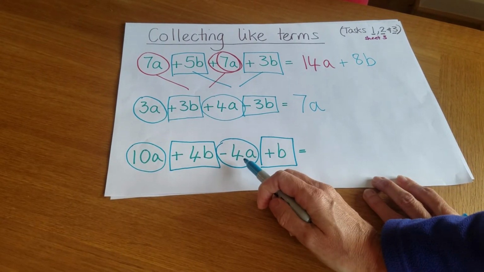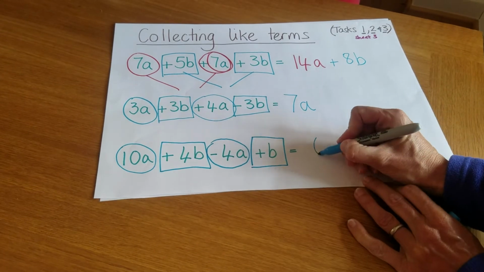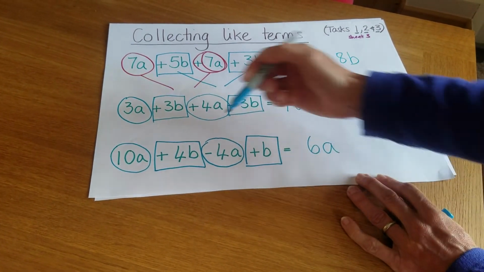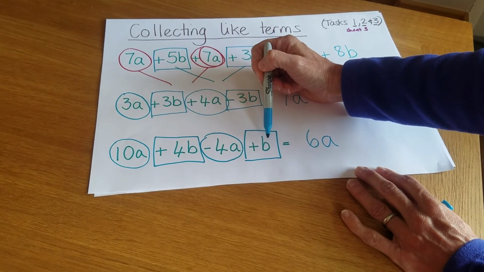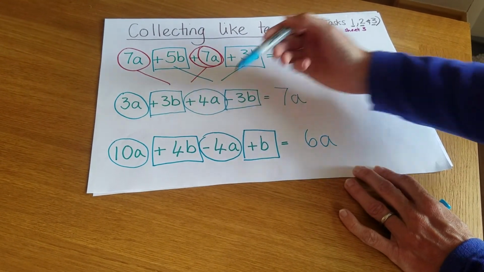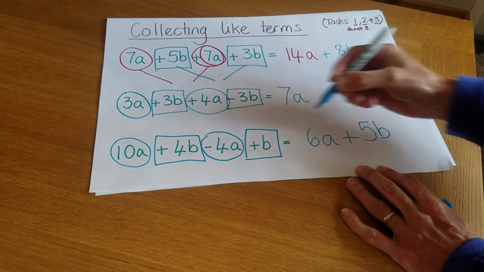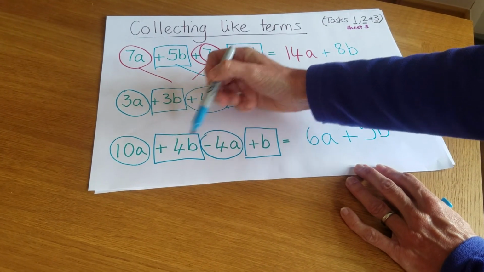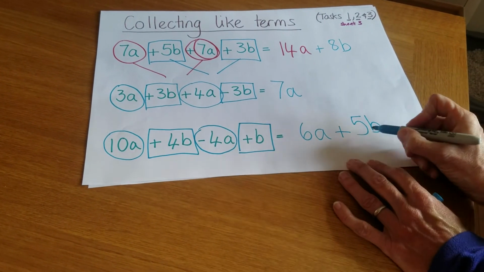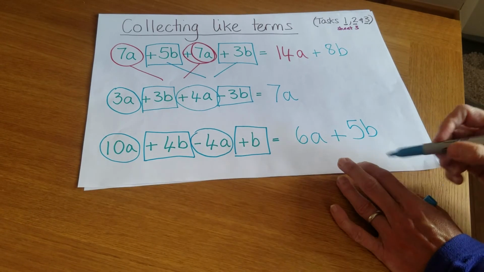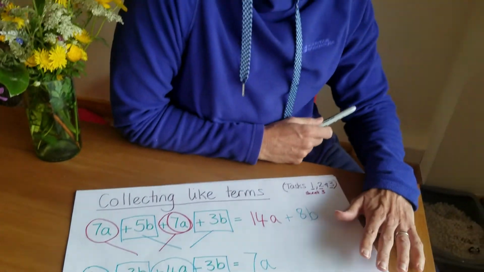10a minus 4a, so 10 of something, take away 4, leaves me 6a. Let's deal with the b's. 4b plus b, so 4 of something plus 1 is going to give me 5b, and I know it's a plus because I've got plus 4b. Adding another one gets me a positive 5b, so I've got 6a plus 5b. So that is our collecting like terms.